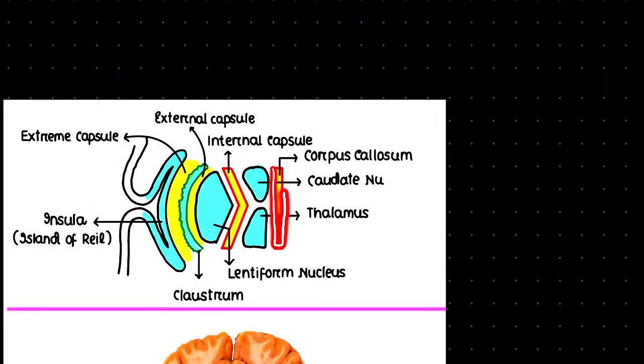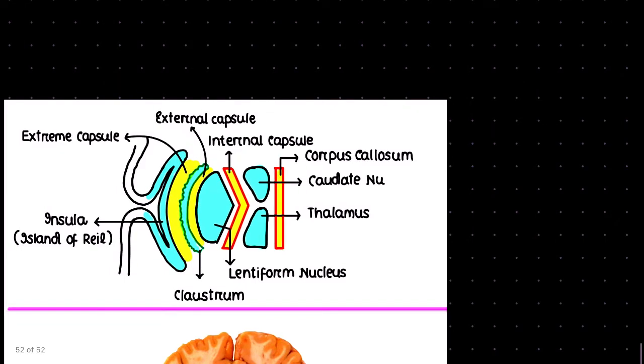Now we take a transverse section. What is this? This is our corpus callosum, present in the midline of the body. Lateral to it we will find the head of the caudate nucleus, and just below it the thalamus. Again lateral to this structure, we find the internal capsule.